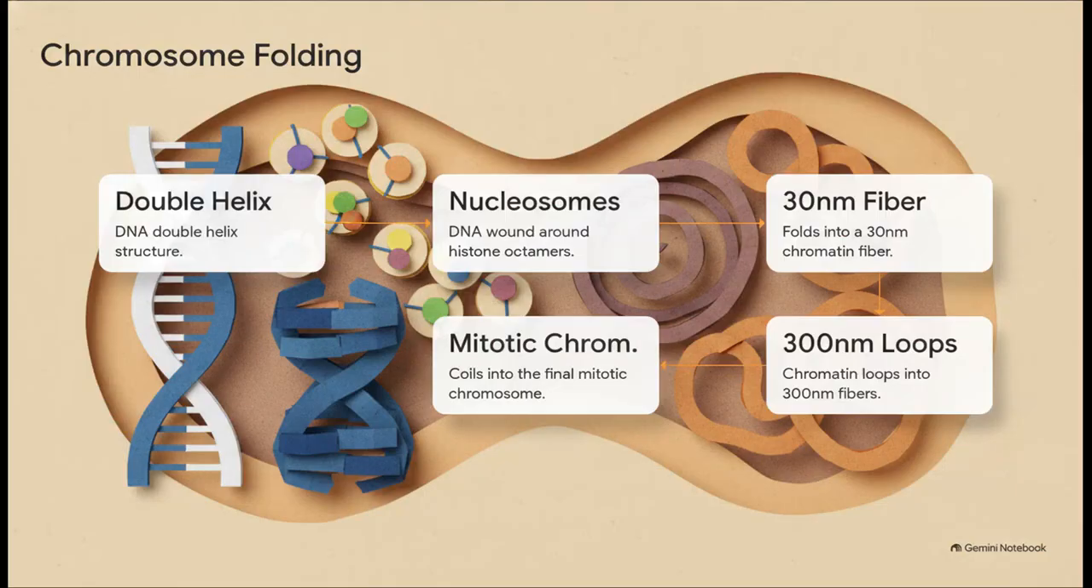And this is just step 1 of a massive hierarchical organization. Those beads on a string get coiled up into a thicker 30-nanometer fiber. Then, that fiber gets folded into loops averaging 300 nanometers. Those loops get compressed and folded even further into 250-nanometer fibers, which finally coil up tightly to form those dense mitotic chromosomes you probably remember from biology textbooks. It's like twisting a string, then twisting the twisted string, over and over again.